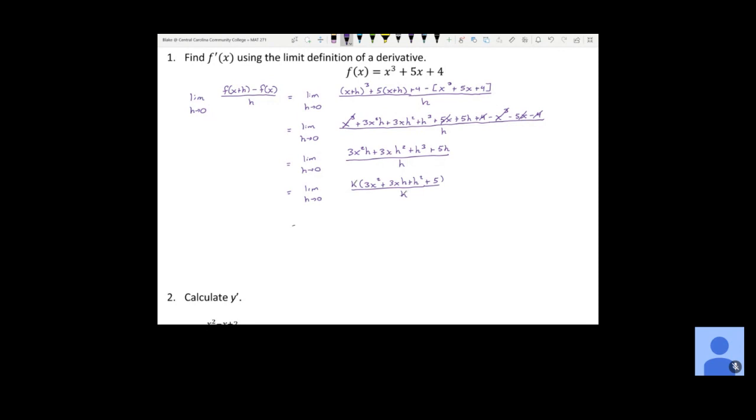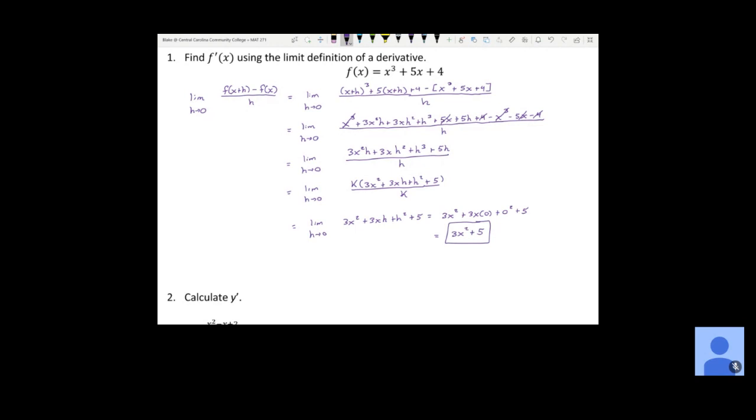Perfect. And now we're just looking for the limit as h approaches 0 of 3x squared plus 3xh plus h squared plus 5. And if we substitute in 0 here, notice this is where h is approaching 0, so only put the 0 where the h's are. We're going to have 3x squared plus 3x times 0 plus 0 squared plus 5. And if we simplify all of that, what are we left with? Just 3x squared plus 5.